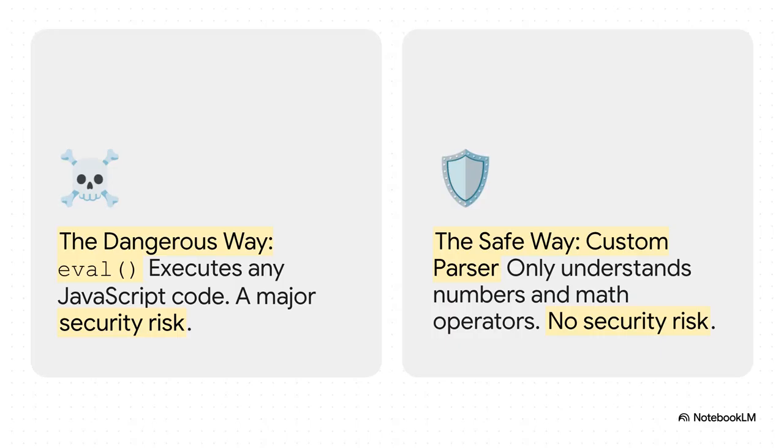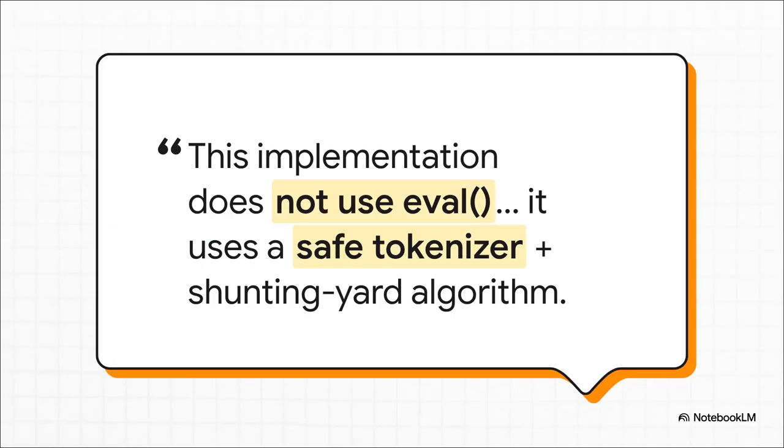This brings us to a huge fork in the road. There's the dangerous way, using JavaScript's built-in eval function. Sure, it's easy, but it's a massive security hole because it will literally execute any JavaScript code someone types in. Not good. Then there's the safe way, building our very own parser that only understands math and nothing else. That's the pro move. And the developer of this project makes it crystal clear. They've explicitly avoided eval and instead are using a much more robust method, a safe tokenizer, something called the shunting yard algorithm, and a format called RPN.